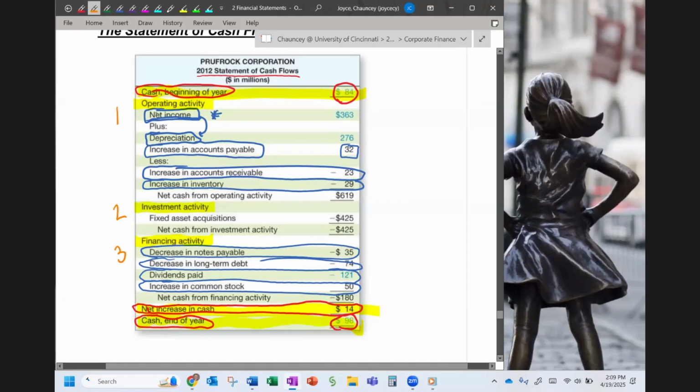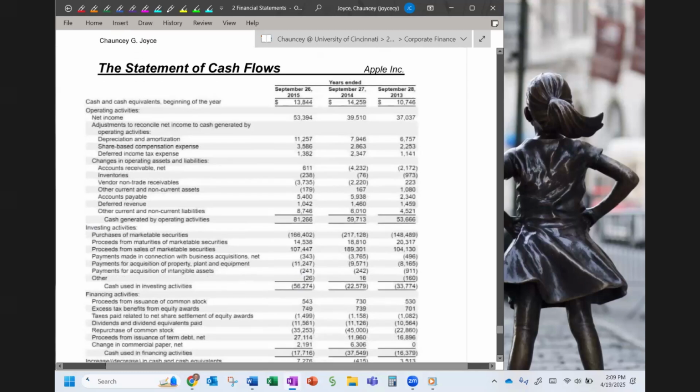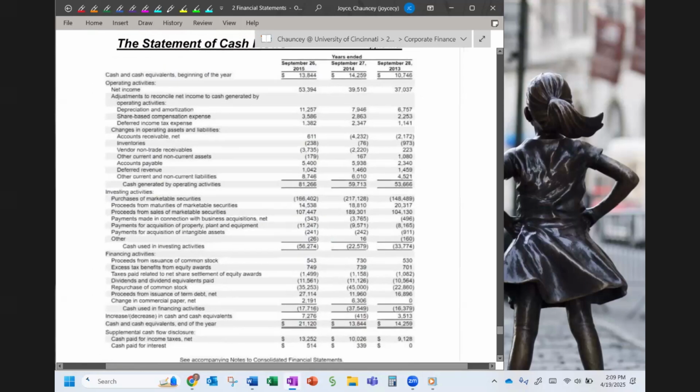So thanks a lot for this. This is a statement of cash flow from Apple from years ago. I loved looking at these, just loved learning from a textbook, but then always wanted to roll my sleeves up and see what it looks like in the real world.